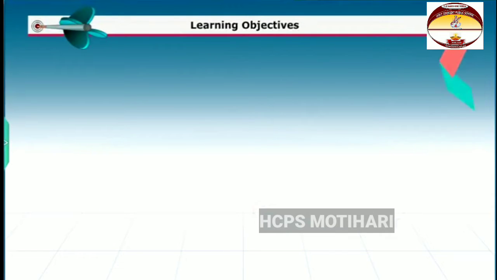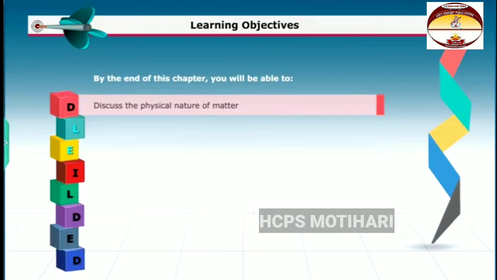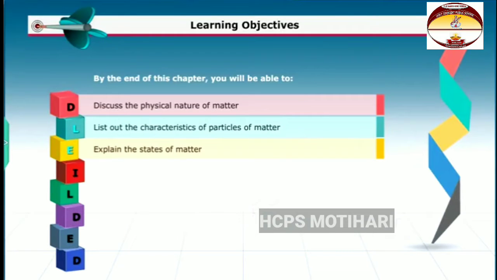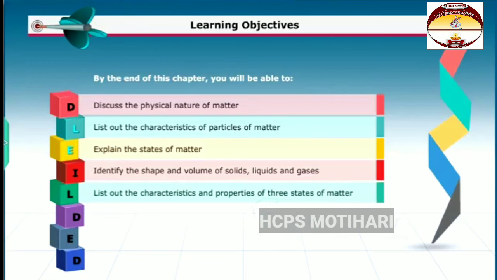Learning objectives. By the end of this chapter, you will be able to discuss the physical nature of matter. List out the characteristics of particles of matter. Explain the states of matter. Identify the shape and volume of solids, liquids and gases. List out the characteristic properties of the three states of matter.